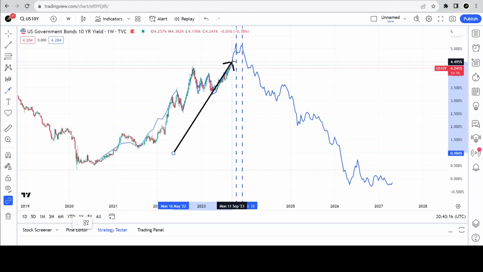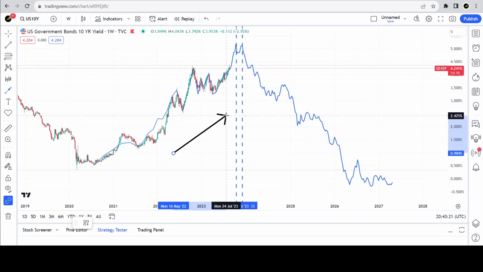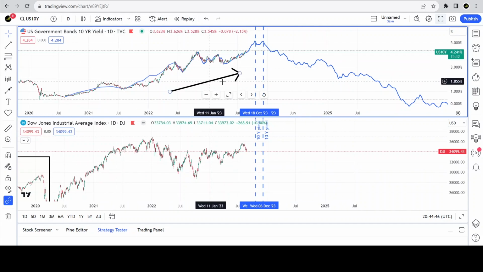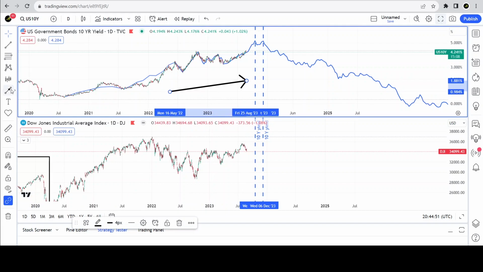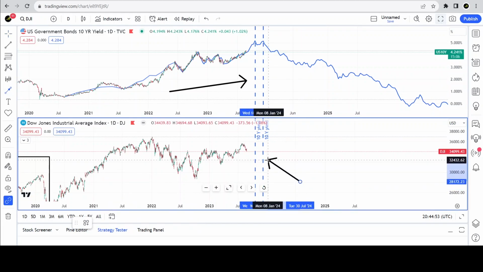So what I want to do is transpose these two lines onto the Dow Jones. Okay, so as you can see, I've aligned these two lines with the Dow Jones over here, and as you can see, it does not take place yet. It's in the future. So let's move along and examine the next chart.